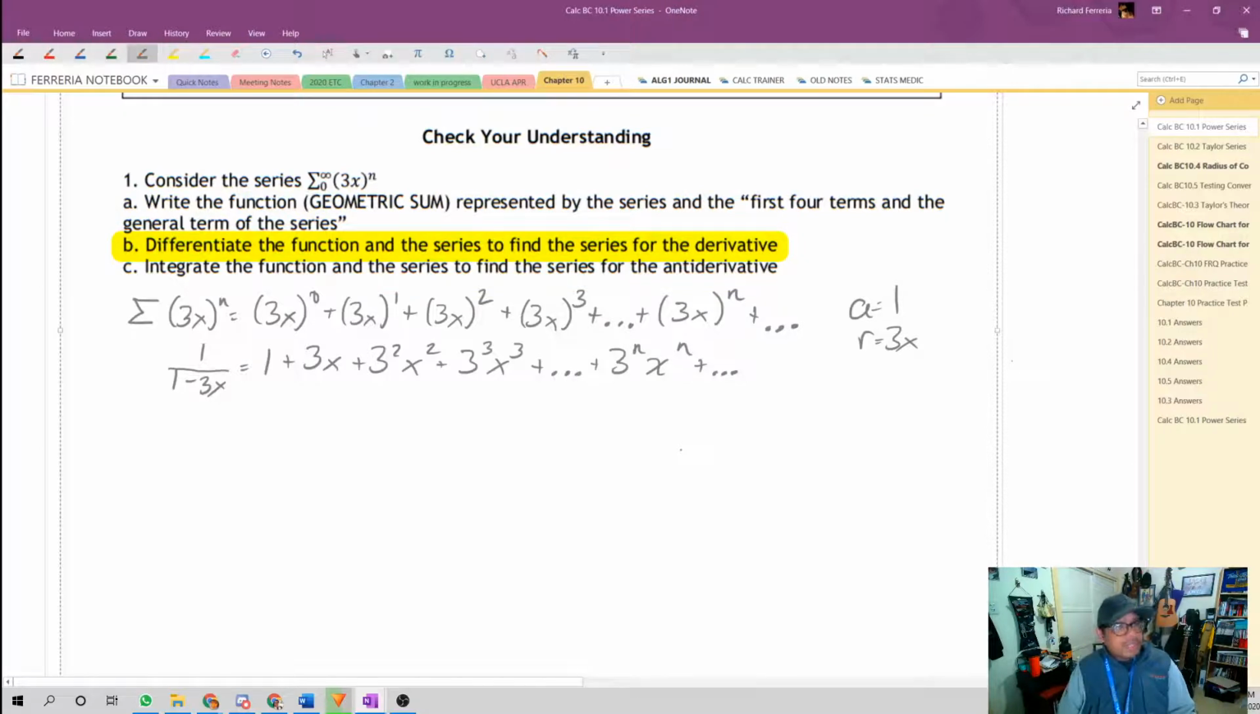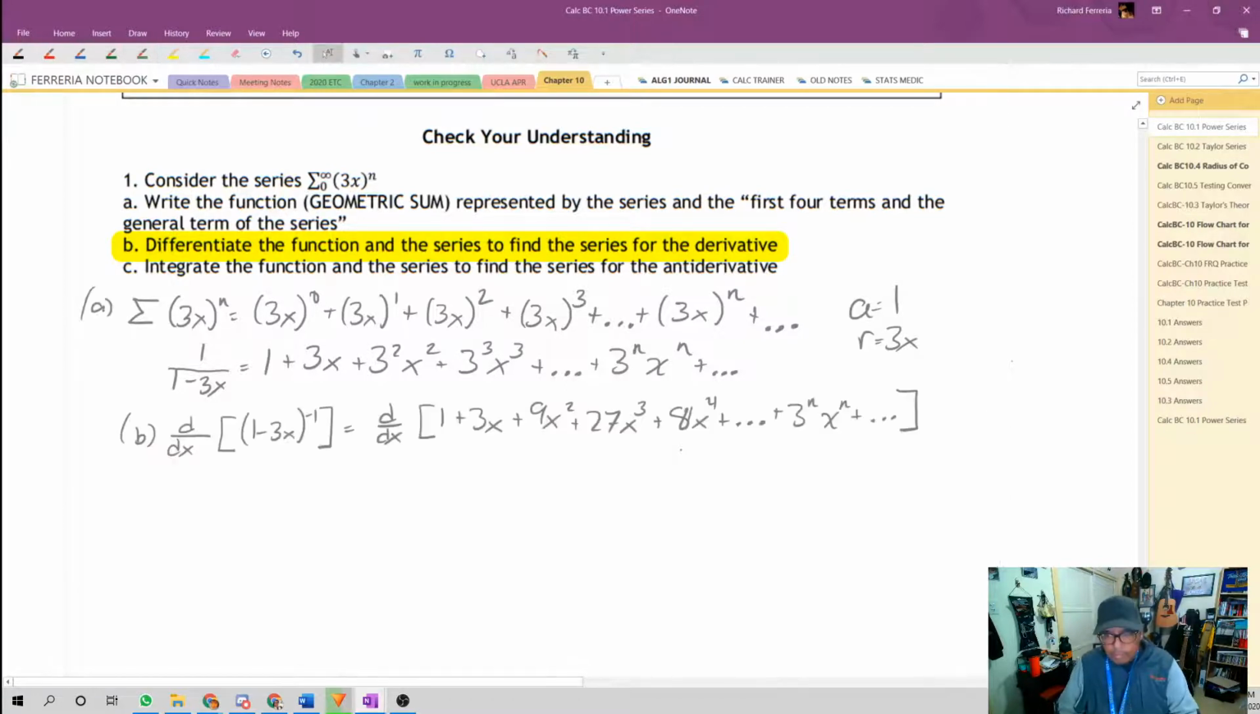Part B says to differentiate the series and find the series for the derivative. So this time I'm going to actually multiply out all the powers. I mean, the powers of 3, I've got that pretty well at hand. And then I'm also going to add the 5th term here, 81x to the 4th power, because I know when I take the derivative, this first term is going to be 0. So a little bit of pre-work here. And then also on the left side, I've gone ahead and made this into a form where it's easier to take the derivative, because I'd rather use the power rule than the quotient rule. So let's take our derivatives.